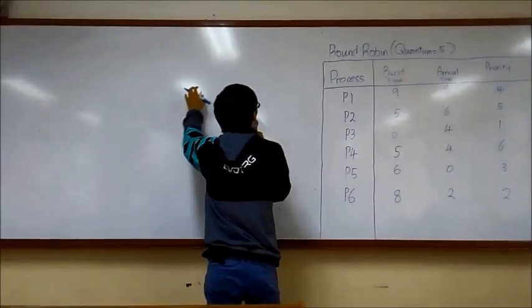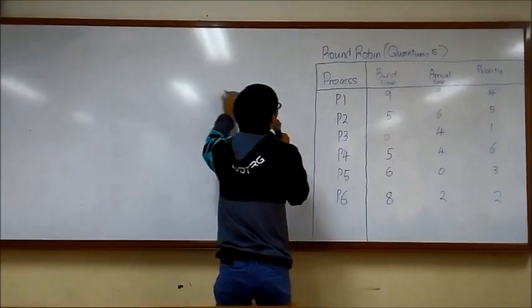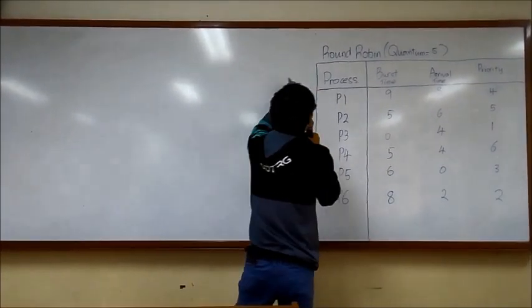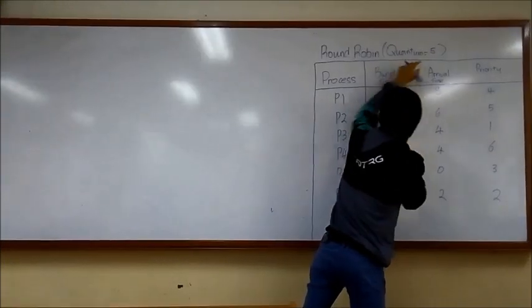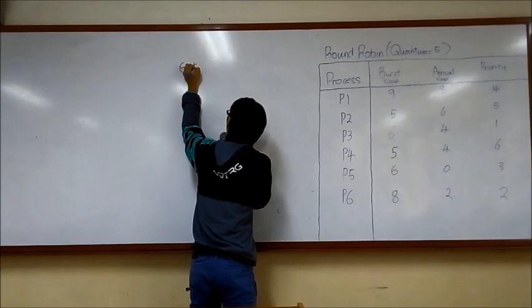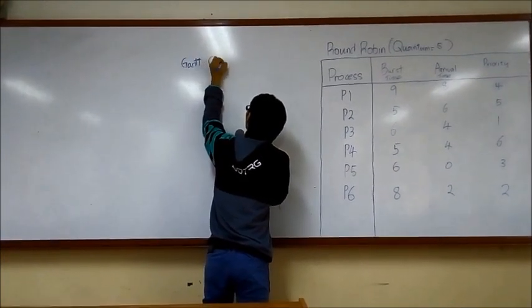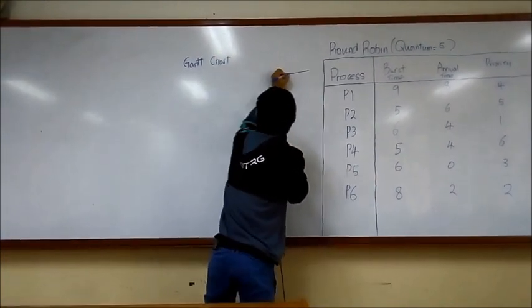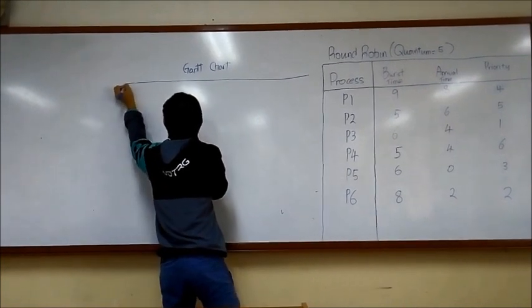Hi everyone, today I'm teaching how to solve the problem round robin scheduling. Our quantum is 5. First we need to draw a Gantt chart. The Gantt chart shapes something like a rectangle shape.